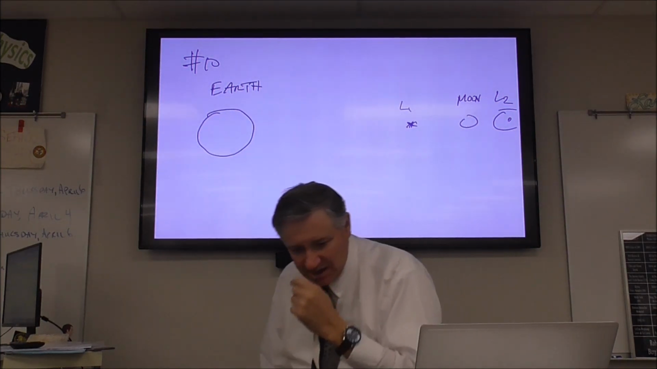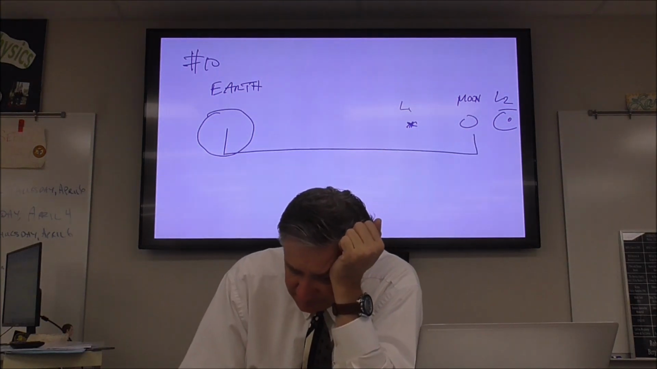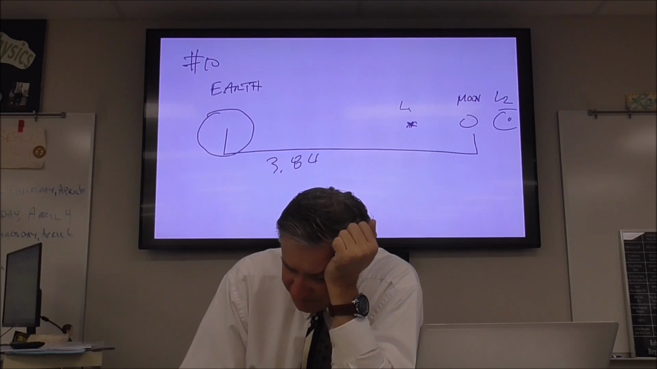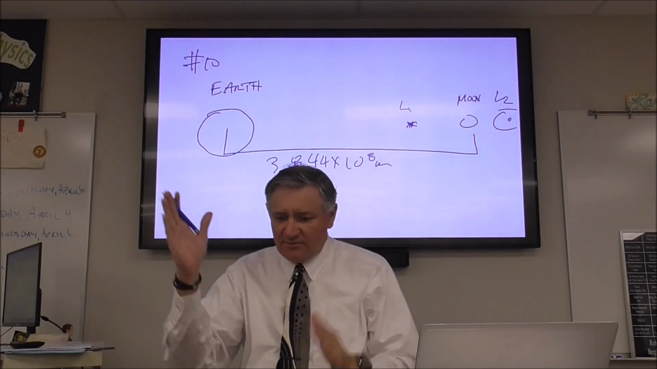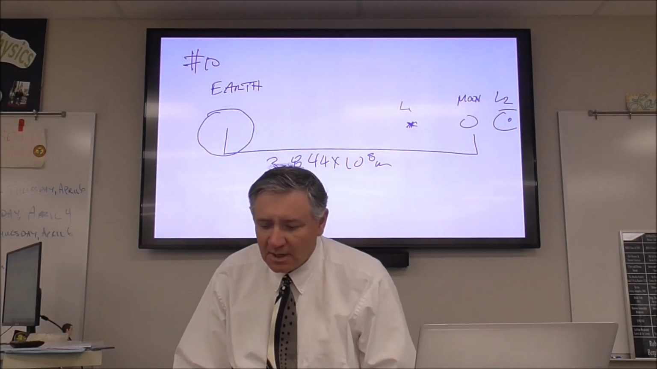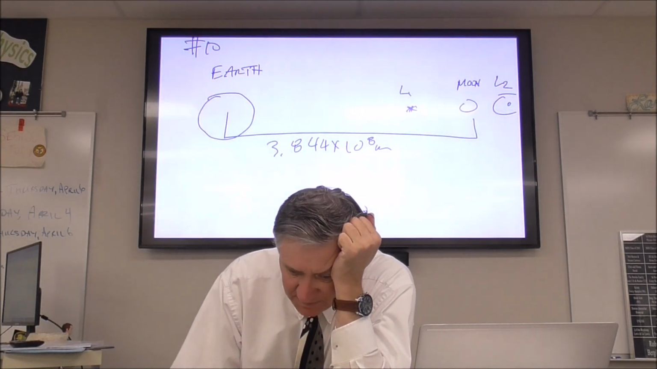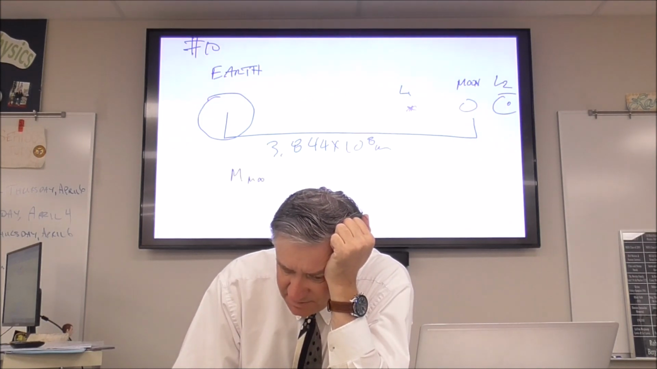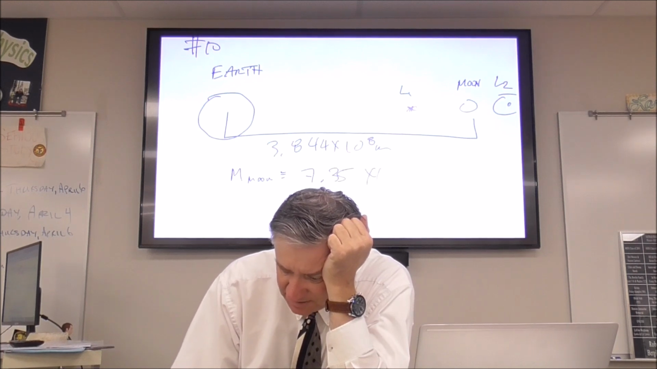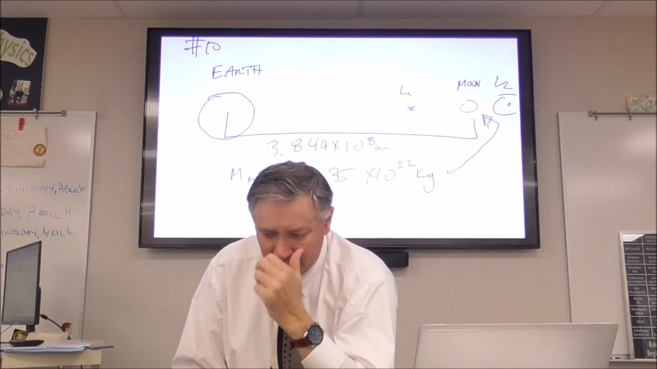Okay, so here are the numbers that I gave you. Here's the distance from the Earth to the Moon, and that's 3.844 times 10^8 meters. So that's the entire distance from the Earth to the Moon. You're also told that the mass of the Moon, if you look up there in problem number 8, is 7.35 times 10^22 kilograms.